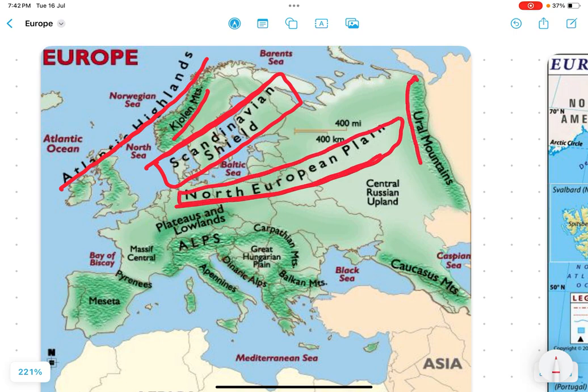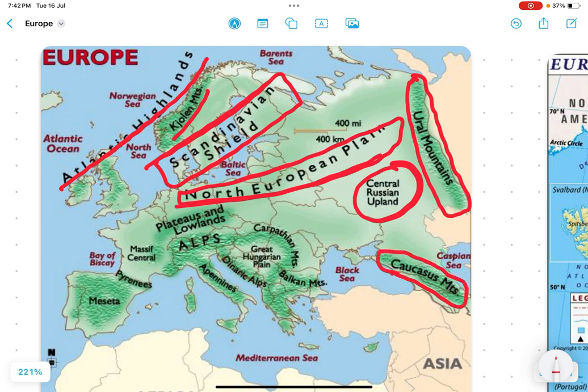This is the uplands, that are the Ural Mountains. This is the Central Russian upland. This is the Caucasus Mountains. Right? We have the Carpathian Mountains, and the Alps. We missed the Alps, right?